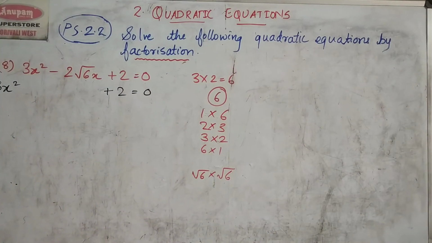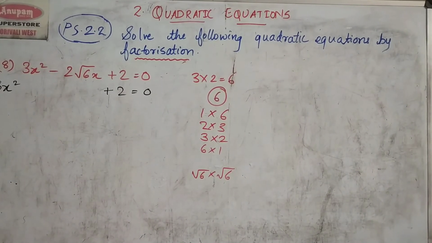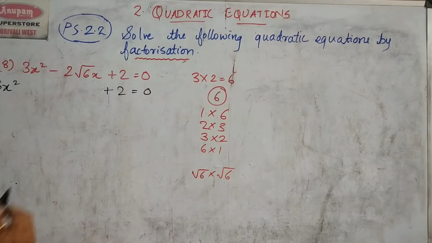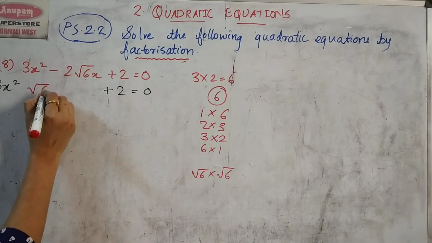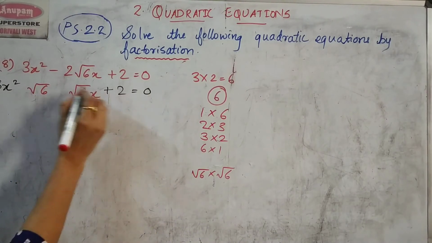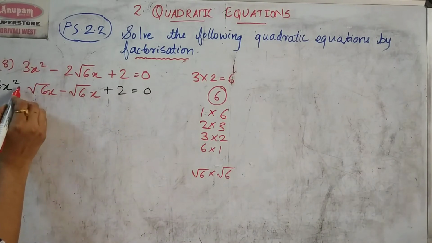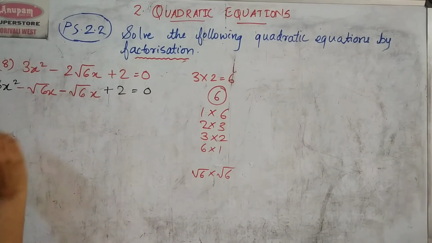Now, 3x², this 3x² and this plus 2 is equal to 0. How will I split this minus 2√6? I write down this as √6x and √6x. Now this minus sign will go here and here also, because minus into minus will be plus. √6 plus √6 will be 2√6.